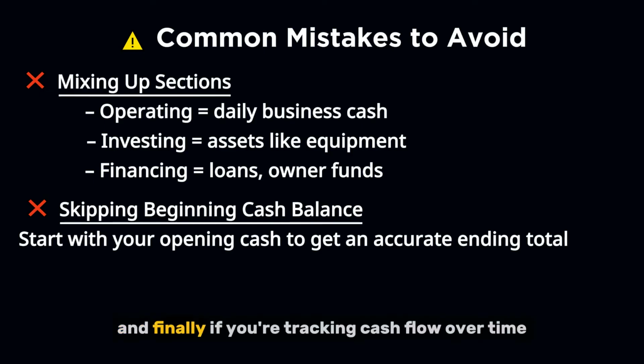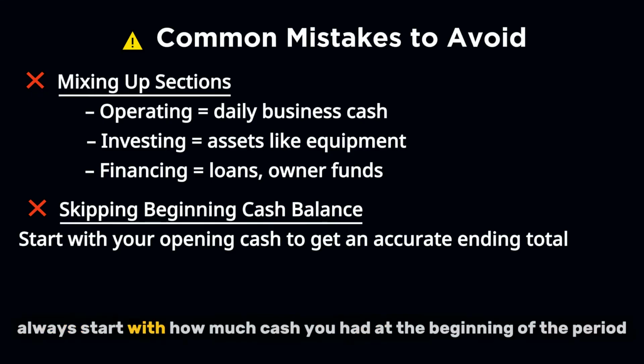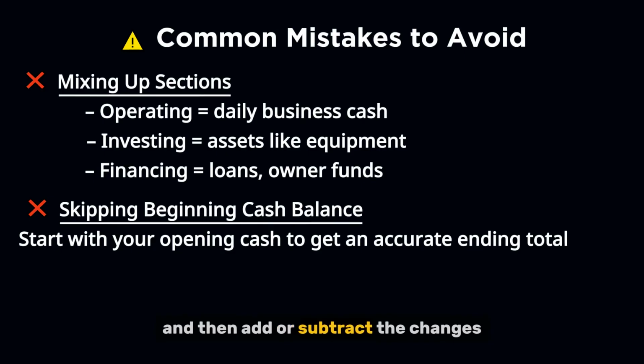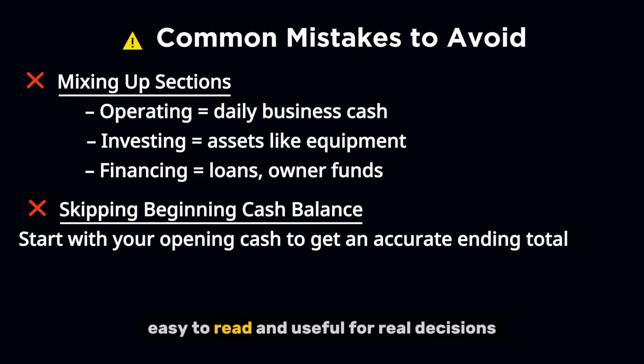Remember, daily business operations go under operating, equipment and assets under investing, and owner-related money under financing. And finally, if you're tracking cash flow over time, don't skip the beginning cash balance. Without it, your ending balance may look wrong, even if the math is right. Always start with how much cash you had at the beginning of the period, and then add or subtract the changes. Avoiding these mistakes keeps your cash flow statement accurate, easy to read, and useful for real decisions.